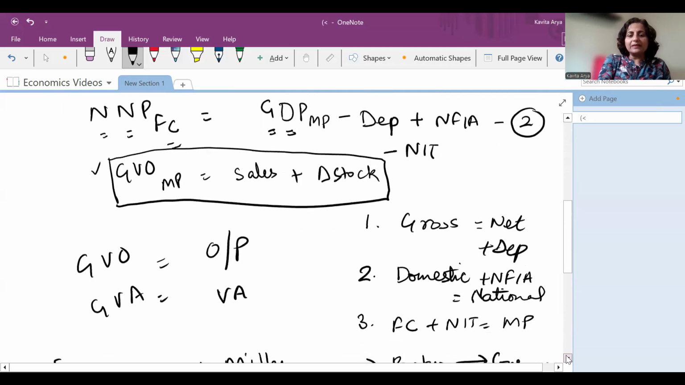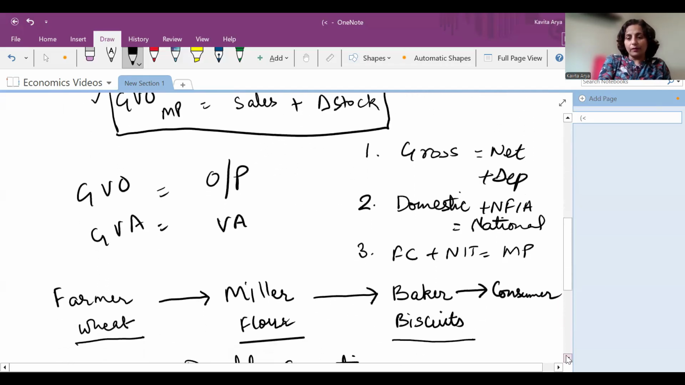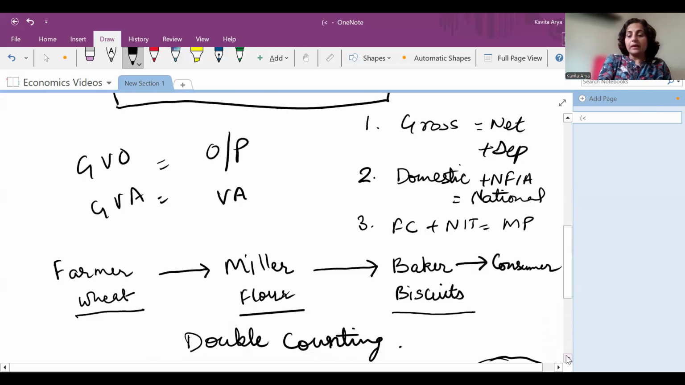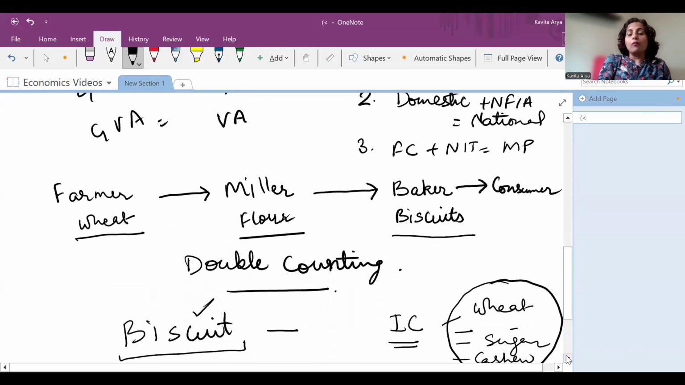Right. So the point is, the vital aspect of this method is the avoidance of double counting. Why?